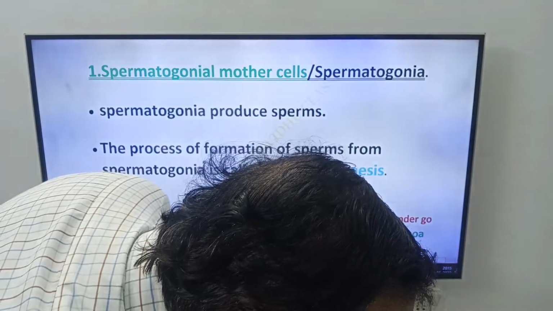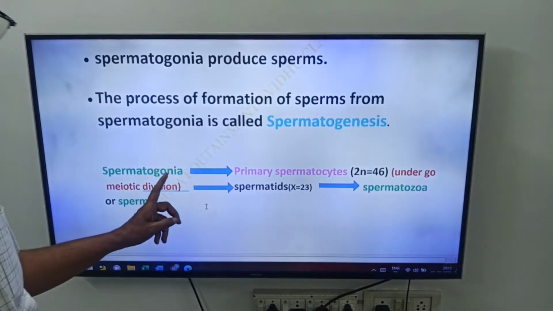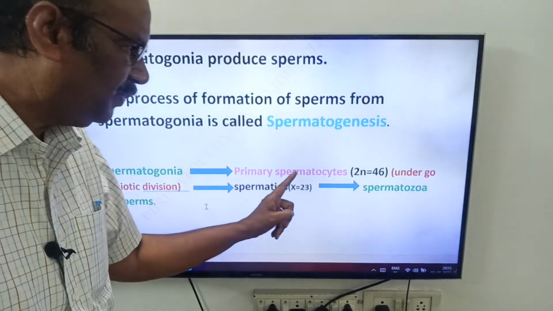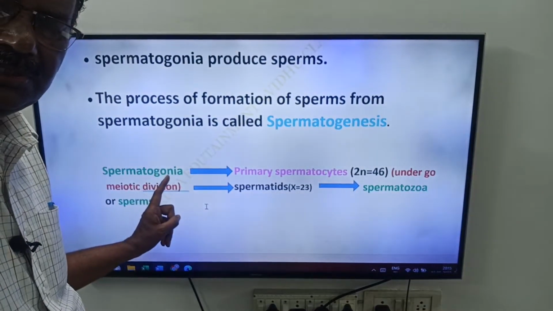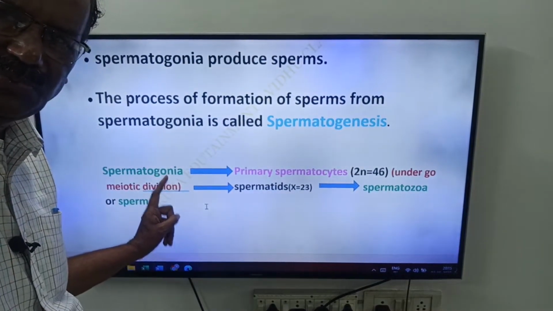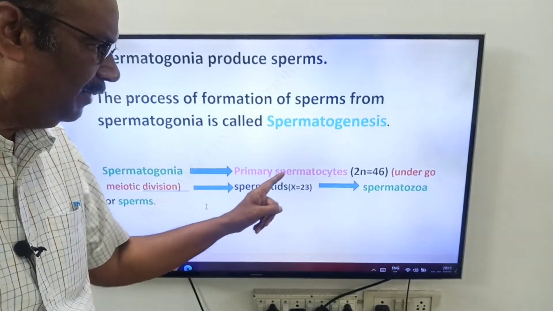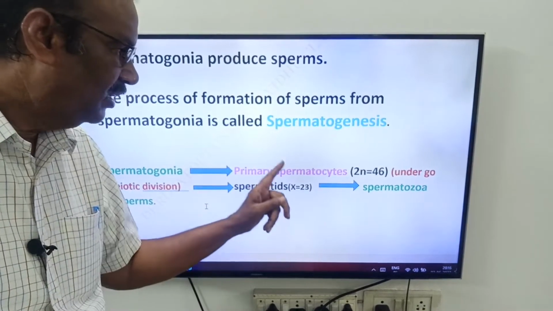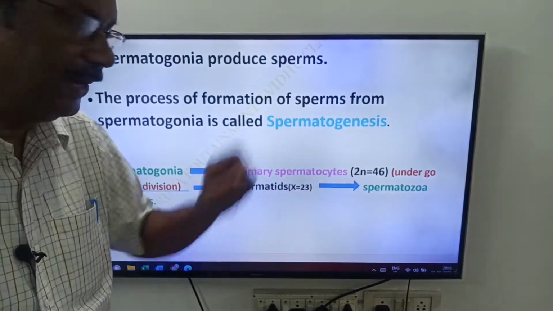Here you see an image, friends. Spermatogonia undergo mitotic division and form primary spermatocytes. Spermatogonia have 2n number of chromosomes, that is 46. They undergo mitotic division and form primary spermatocytes, so here the division is mitosis. The primary spermatocytes also have 46 chromosomes, that is 2n number.